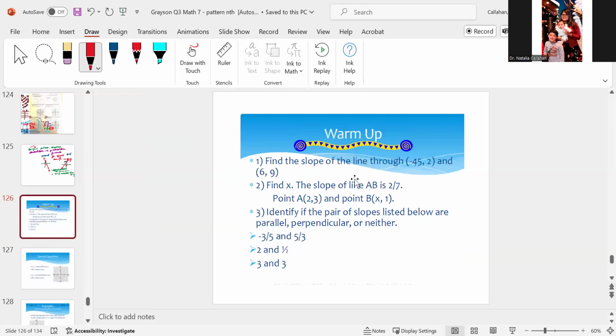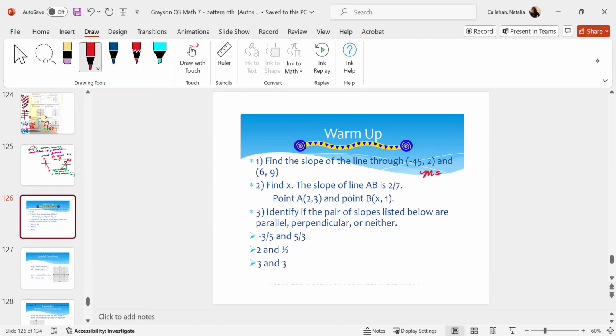Okay. Find a slope of the line through this, correct? Mm-hmm. So what's the slope formula? You want to write it down? You have plenty of space here too. So write it down. m equals y2 minus y1 over x2 minus x1. Okay. So then remember, you could label this as x1, y1.